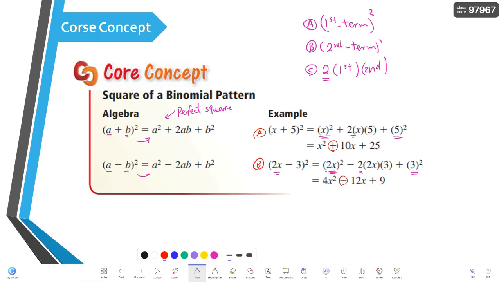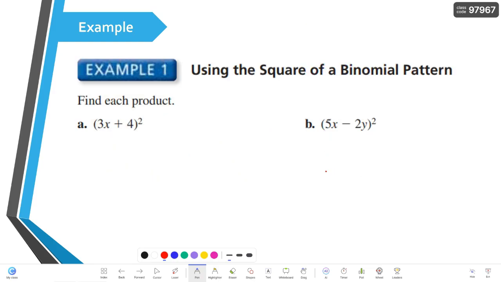Okay, so let's try to see some examples to understand this step by step, and deeply. Here we are given a question. It says to find the product or write this in product form. We have several ways to write the question.